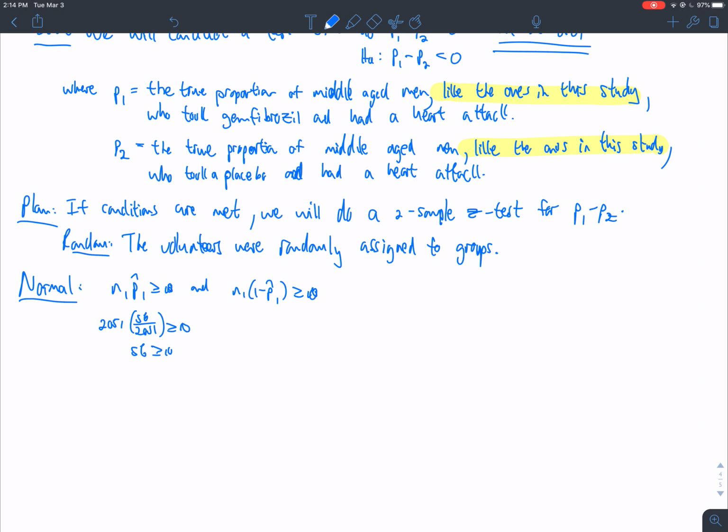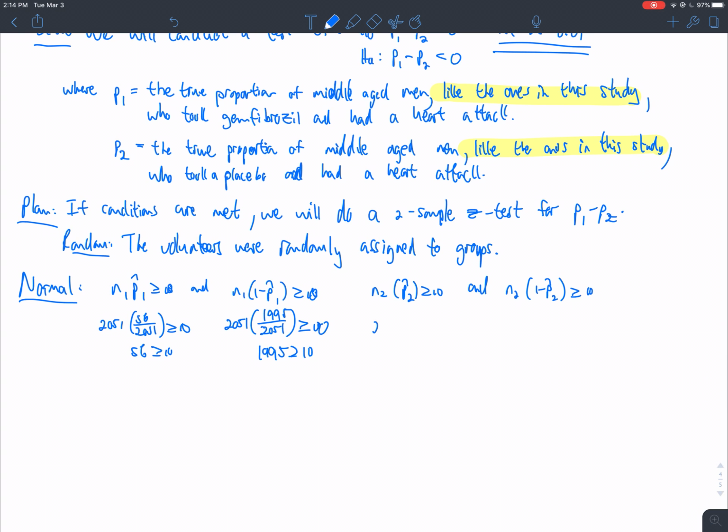And I realize that this seems kind of ridiculous, but you're showing your work very clearly. So 1995 over 2051, and that's definitely greater than or equal to 10. Okay, so that's for sample 1, and then for sample 2, check the distribution shape, and this is p hat 2, and 1 minus p hat 2. Okay, so the large counts condition here, and we do the same thing.